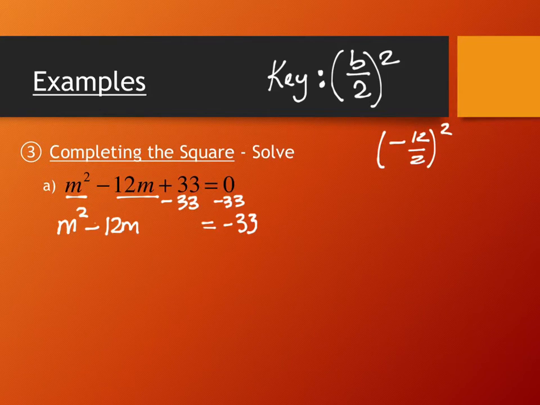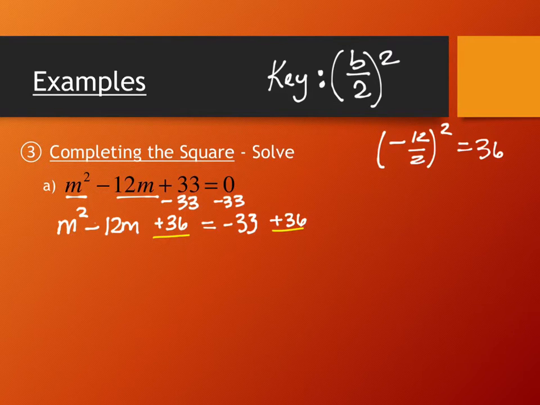So what's negative 12 divided by 2? 6 or negative 6, really, and then squared I get 36. So this is 36. And in that blank spot that I left, I put a 36. But as with anything with equations, if I add something to the left, I have to add it to the right to balance. So I will also add the 36 to the right. Okay? Just like when we found the centers of circles. Identical.